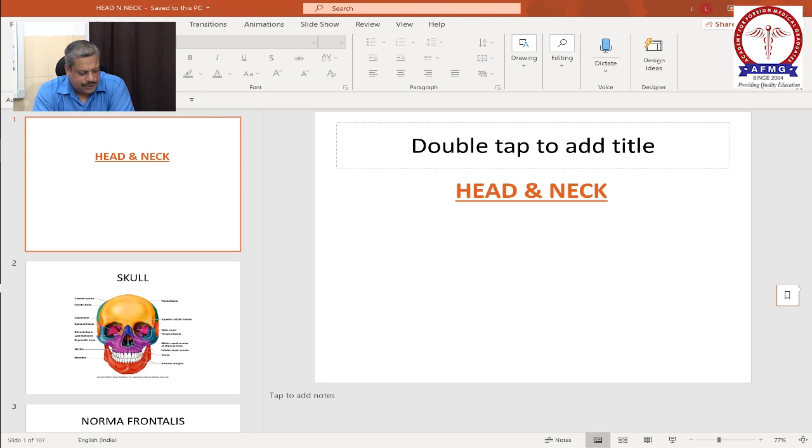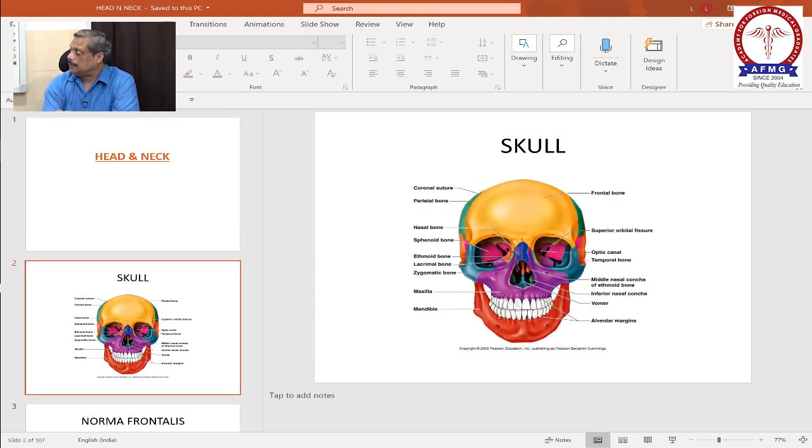In today's class, we will talk about the head and neck. So, see the image of the skull. We study the skull in various views. At this time, we are seeing the anterior view of the skull. This is known as norma frontalis.